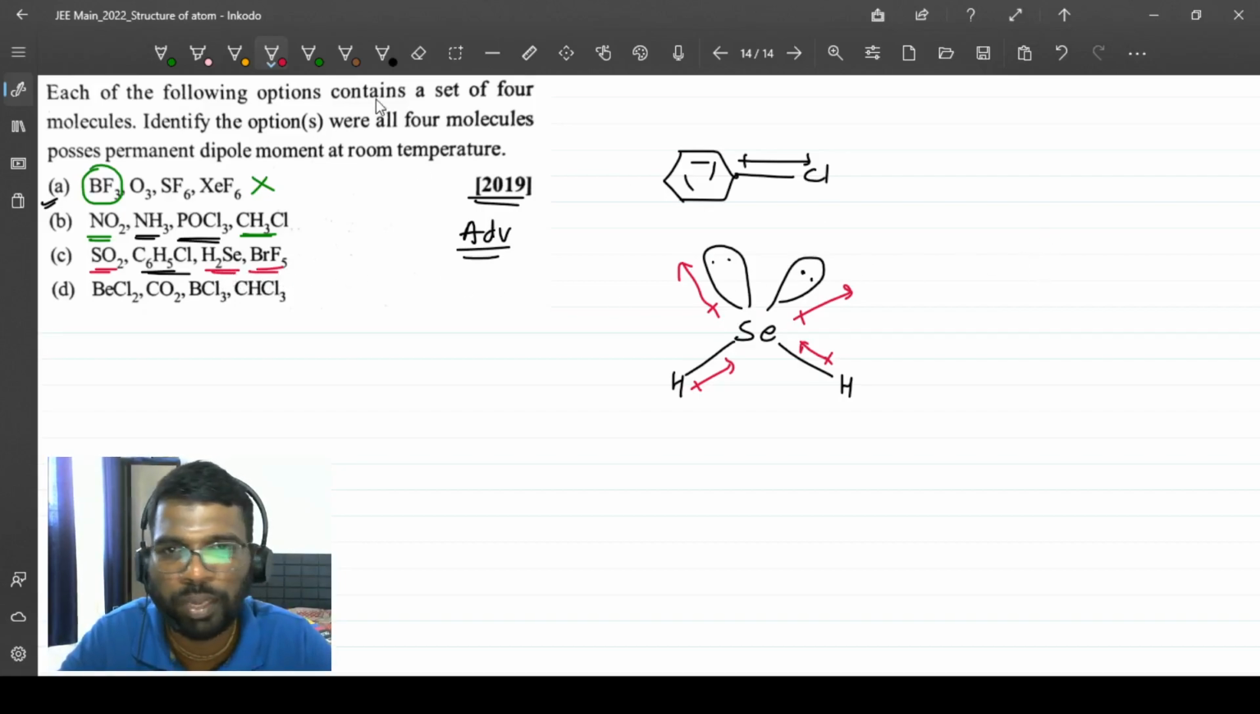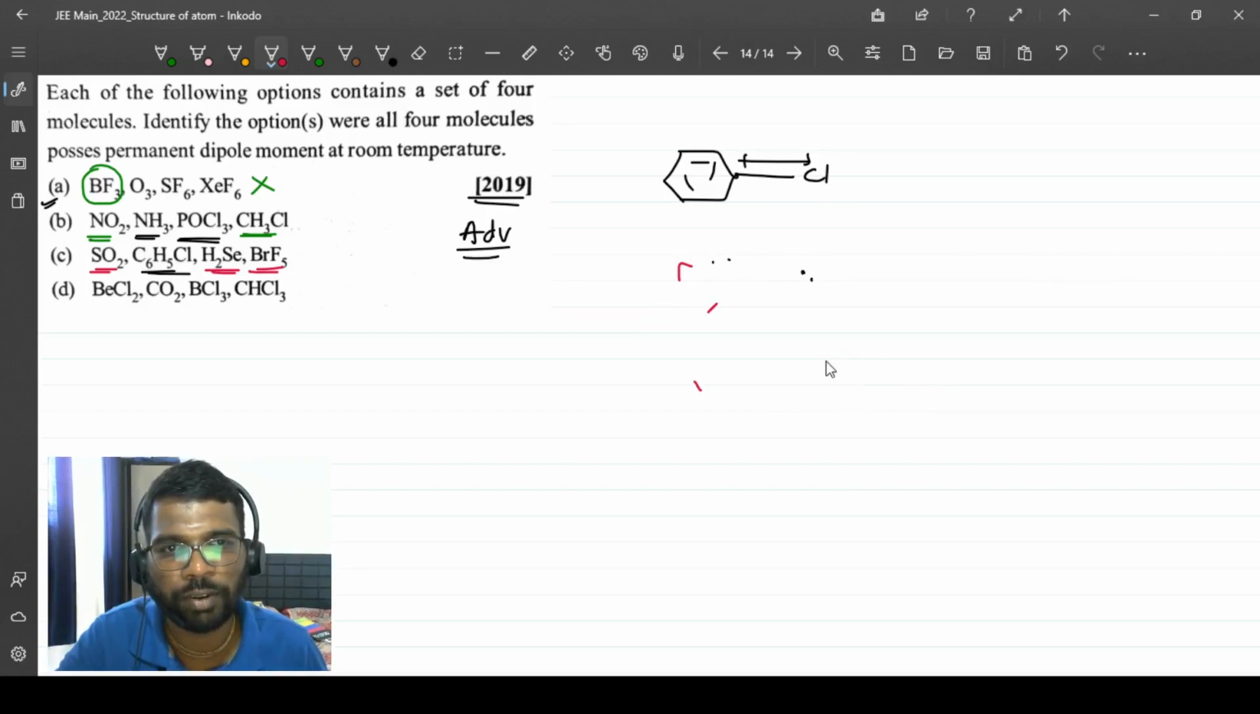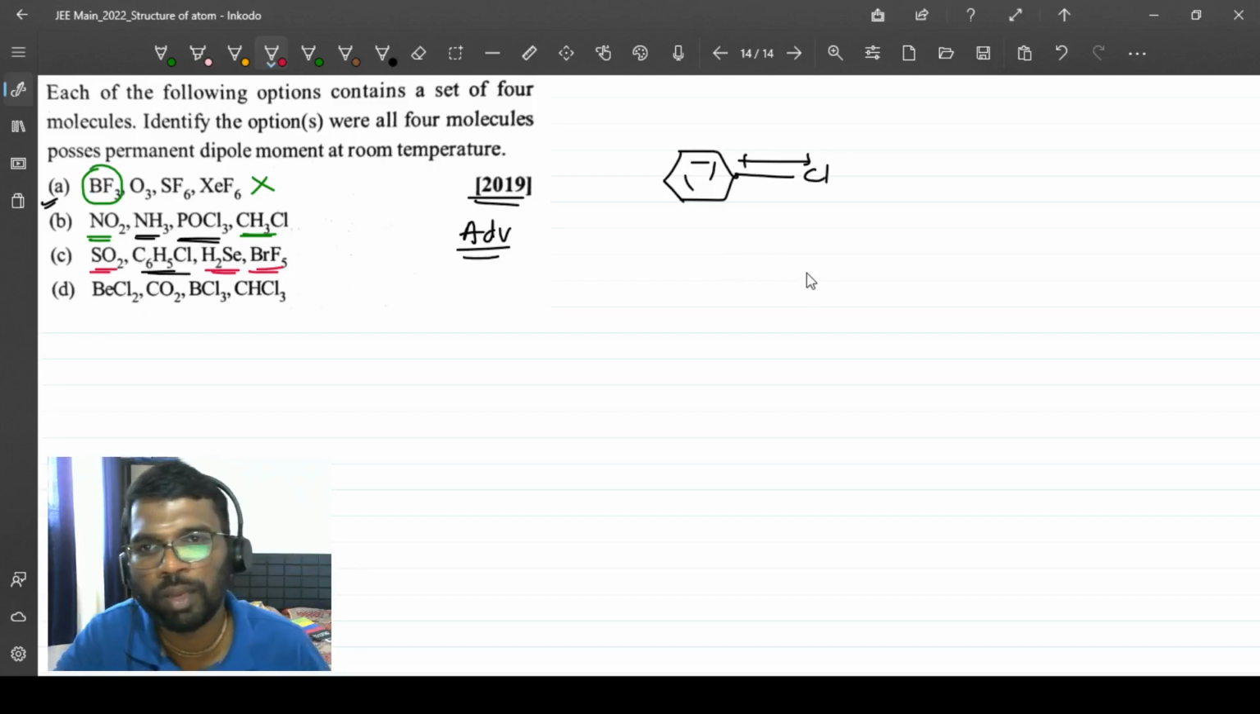BrF5. Bromine has seven valence electrons. Out of seven valence electrons, five will be used for bonding and one will be a lone pair in it. So again there won't be an exact cancellation of the dipole moment, so this will have a permanent dipole moment. So option B and C are correct.